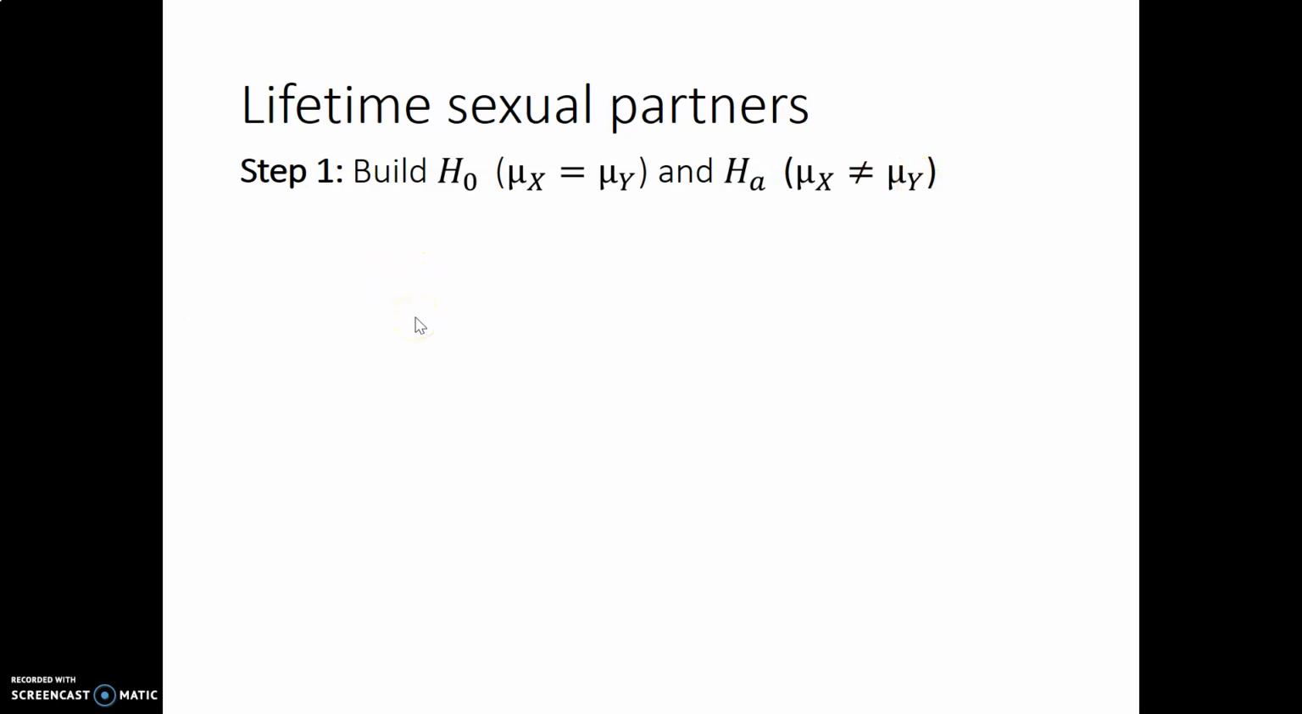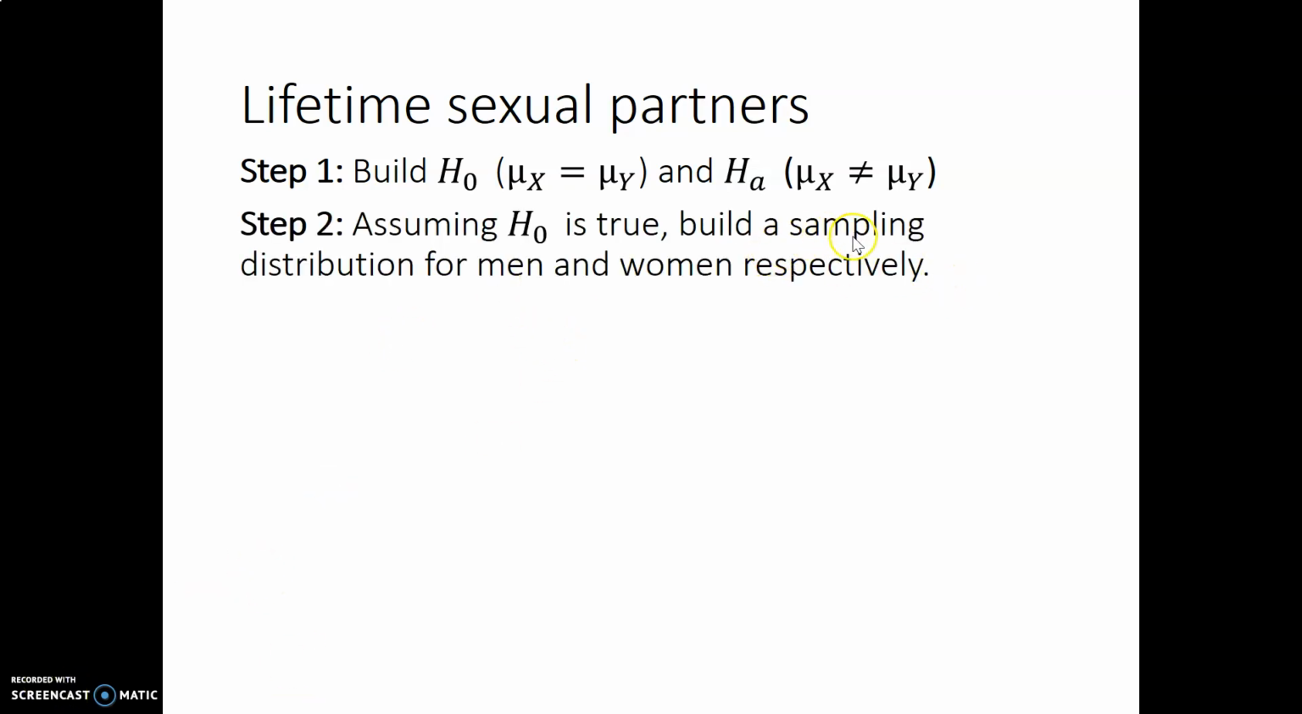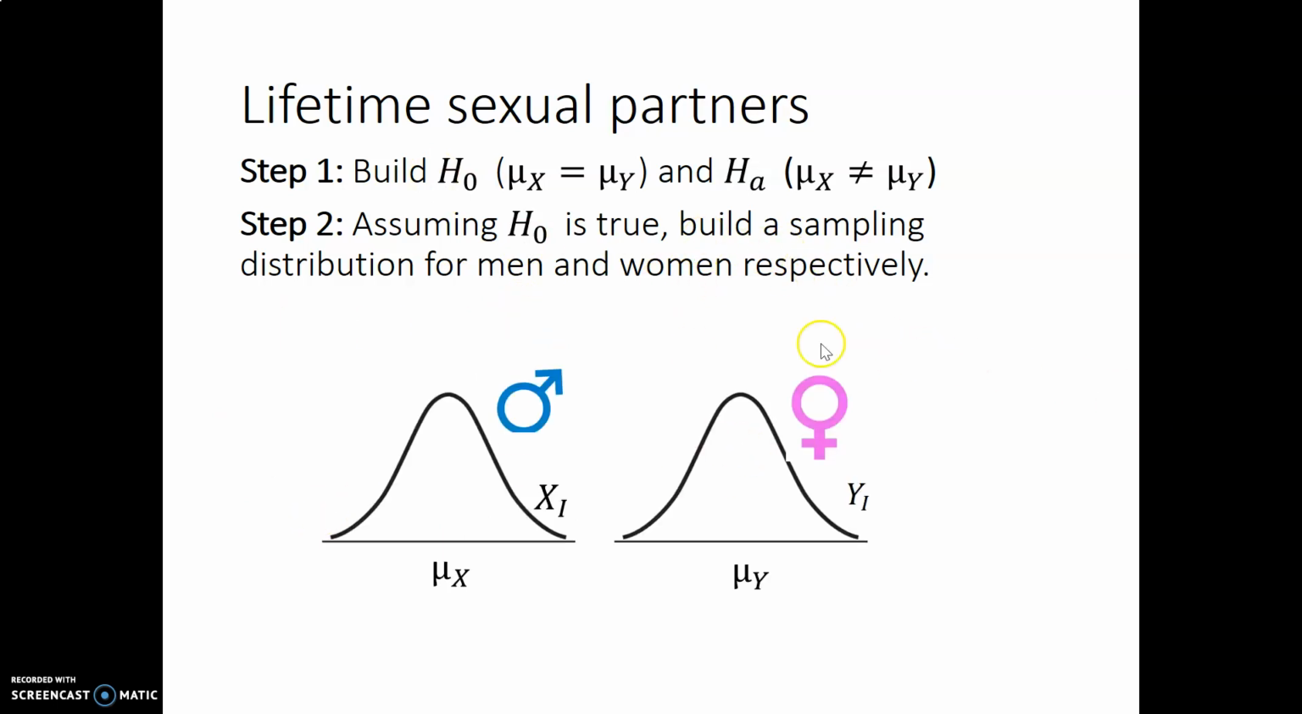Second, instead of building a mean difference, we build a sampling distribution for men and women respectively. Remember, we have 10 participants in the men's sample and 12 in the women's sample. We build a sampling distribution for the men's population and do the same for the women's population. These are the two sampling distributions. Next, we calculate the mean and the standard error for each of them.